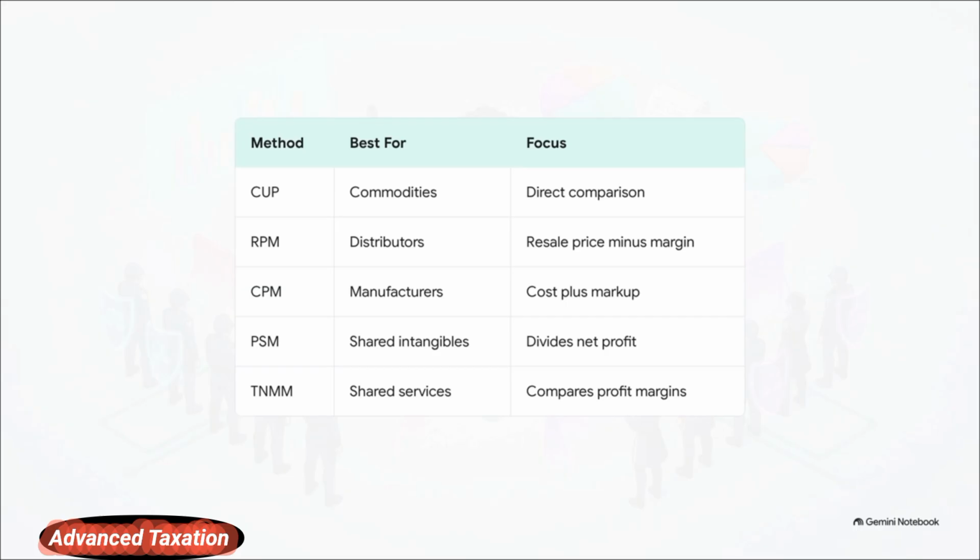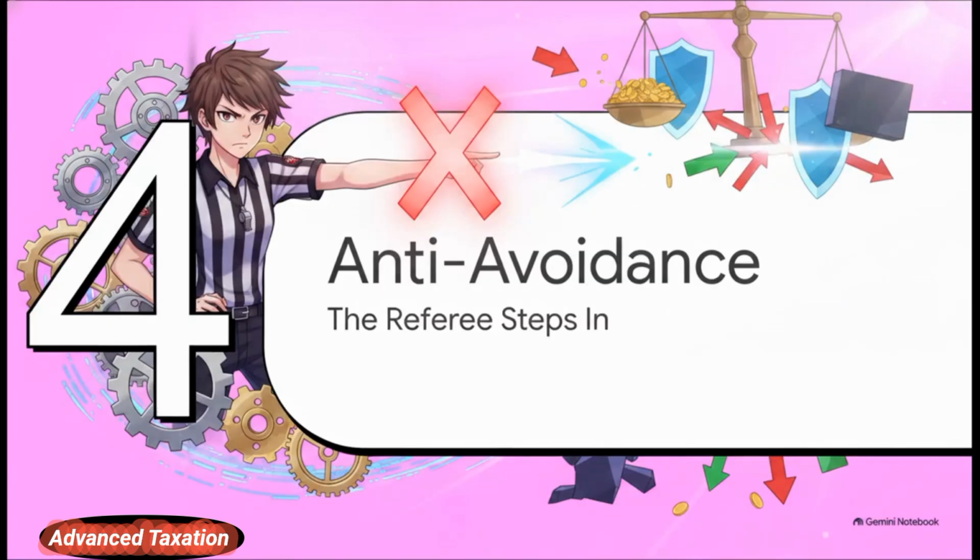For standardized goods, you might use the comparable uncontrolled price. For wholesale, the resale price method. Contract manufacturing usually falls under the cost-plus method. If you're dealing with joint risk sharing, you'd use the profit split method. And for complex shared services or software development, you'd rely on the transactional net margin method, comparing net operating profit margins to a baseline. Which brings us to part 4, anti-avoidance legal boundaries.